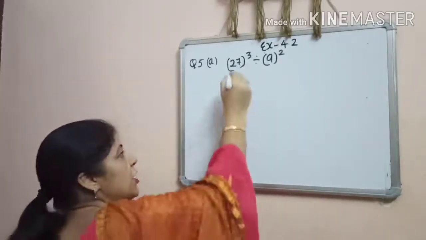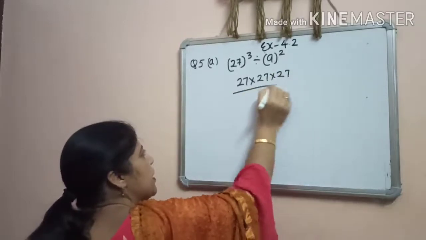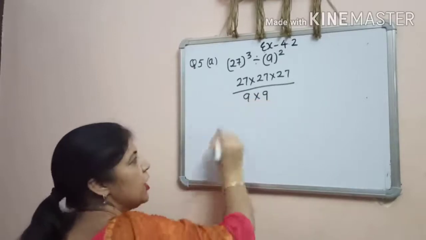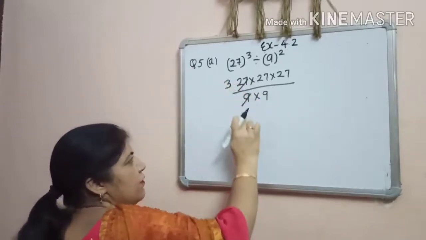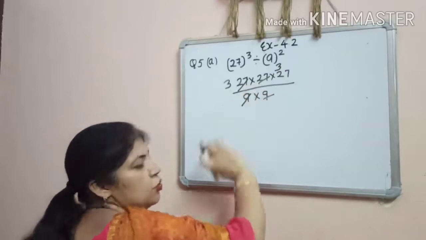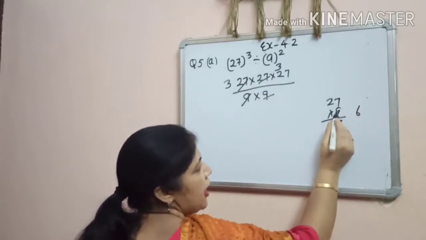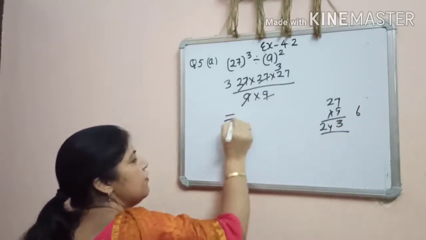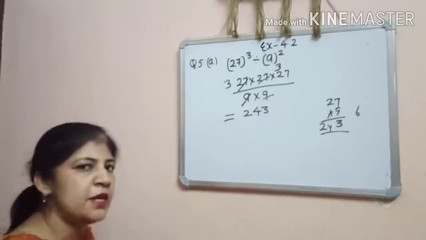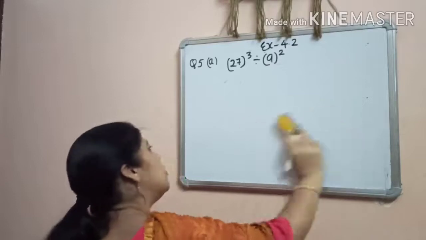27 raised to the power 3 will be equal to 27 into 27 into 27 divided by 9 square, means 9 into 9. Then 27 will be divided by 9, you will get 3. Same here. Now you have to multiply 3 into 3, 9, and 27, 9 7s are 63, 9 2s are 18, or 6, 24. You will get 243.